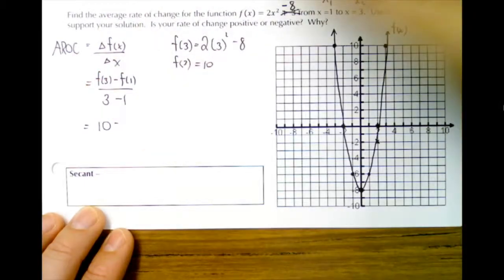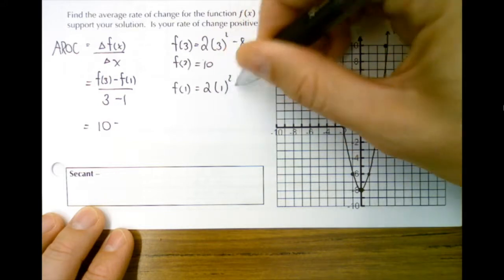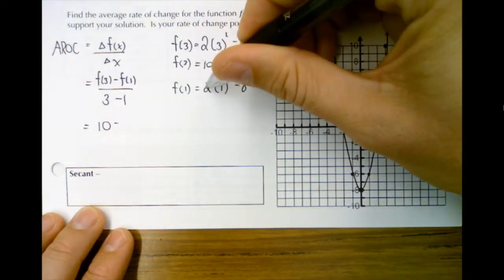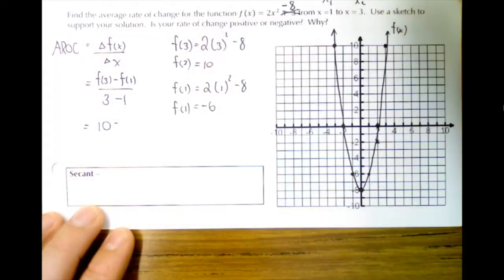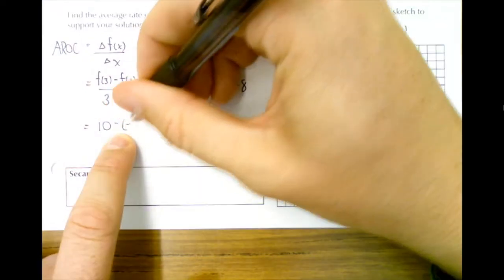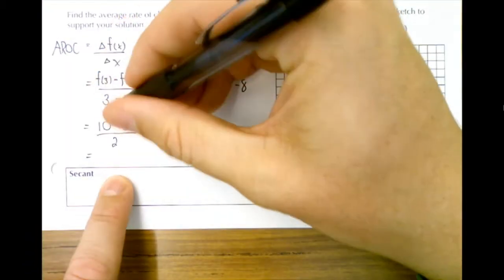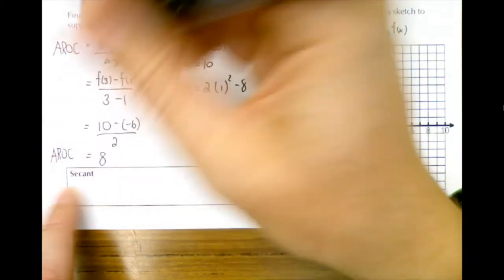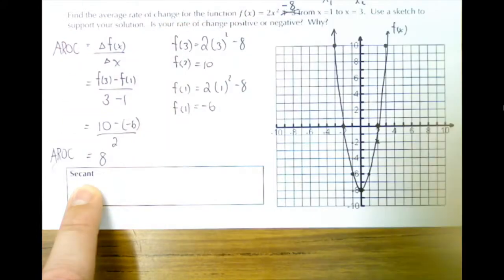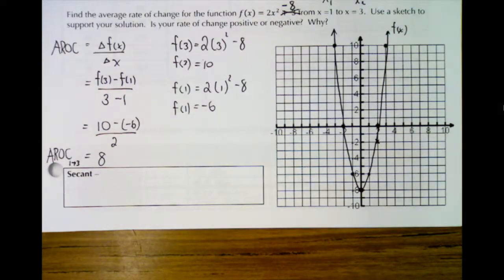So we've got 10 minus something. That something is the function at 1. That would be 2 times 1 squared minus 8. 1 squared is 1 times 2 is 2 minus 8 is negative 6. So it is 10 minus negative 6 divided by 3 minus 1, which is 2. 10 subtract negative 6 is 16, and 16 divided by 2 is 8. So our AROC from 1 to 3 is 8.